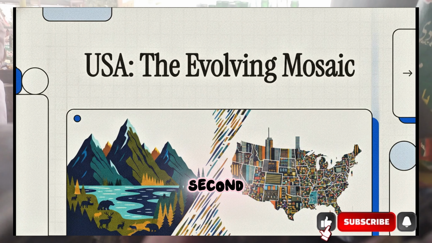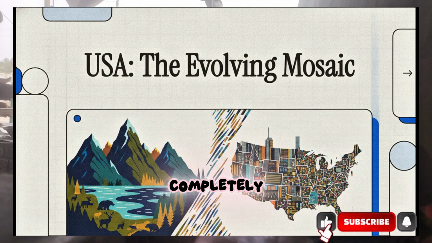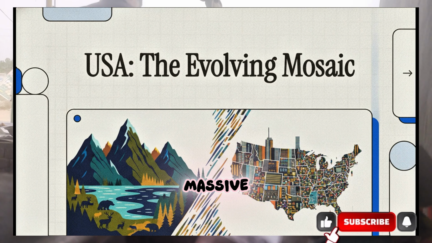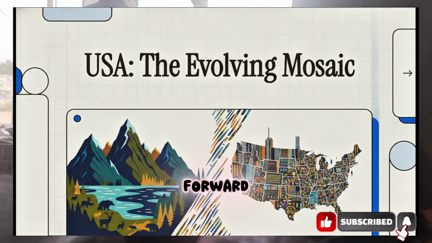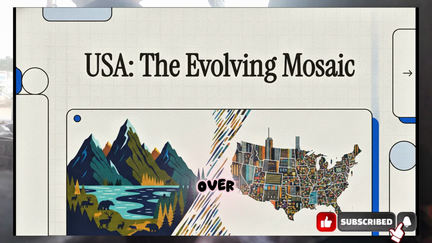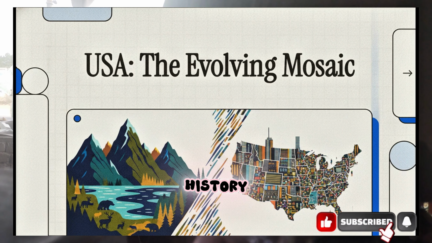Let's rewind the clock for a second. 16,000 years ago, North America was this vast, completely untouched landscape. Towering mountains, pristine lakes, massive, dense forests. Fast forward to today, and it's the bustling, incredibly modern United States, home to over 300 million people. Now that is an absolutely massive jump in history, right?